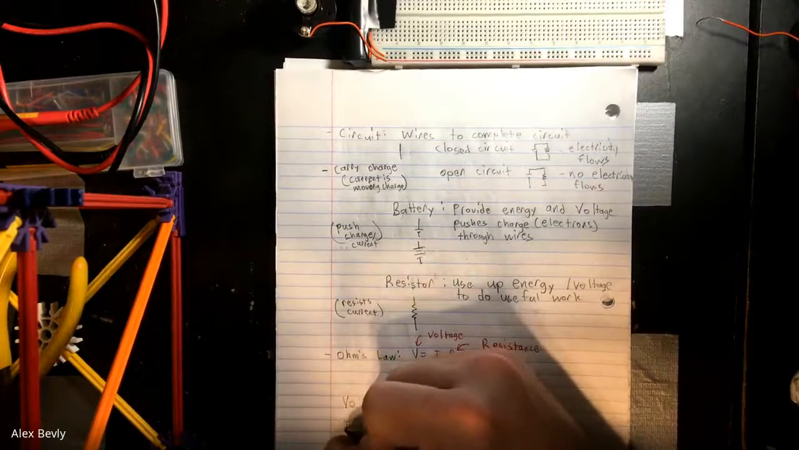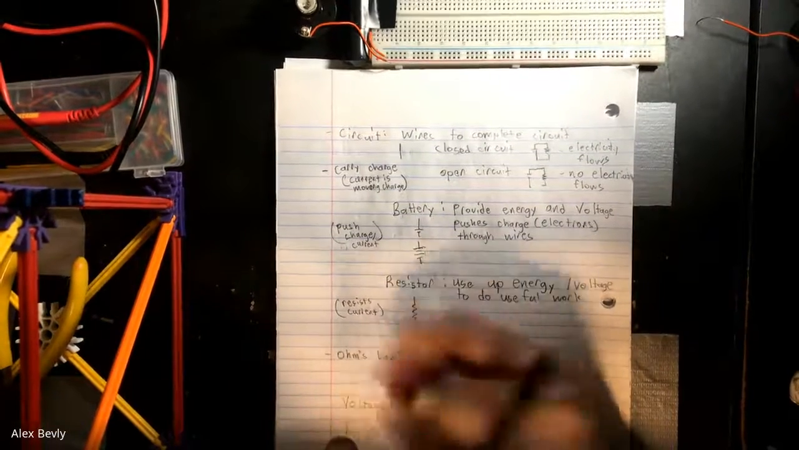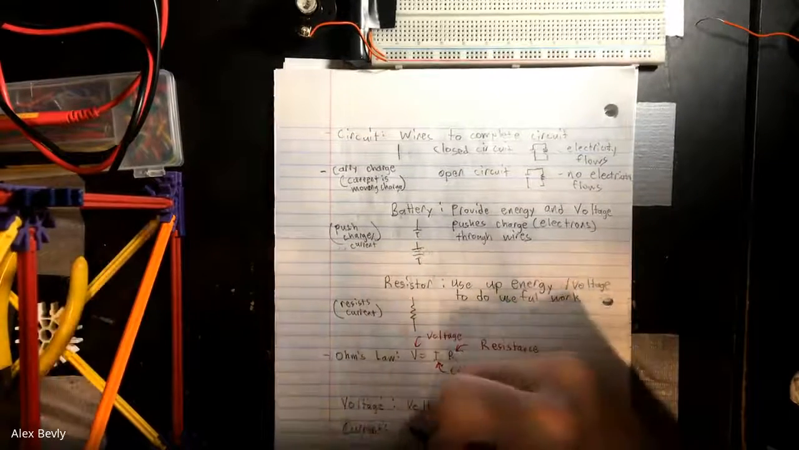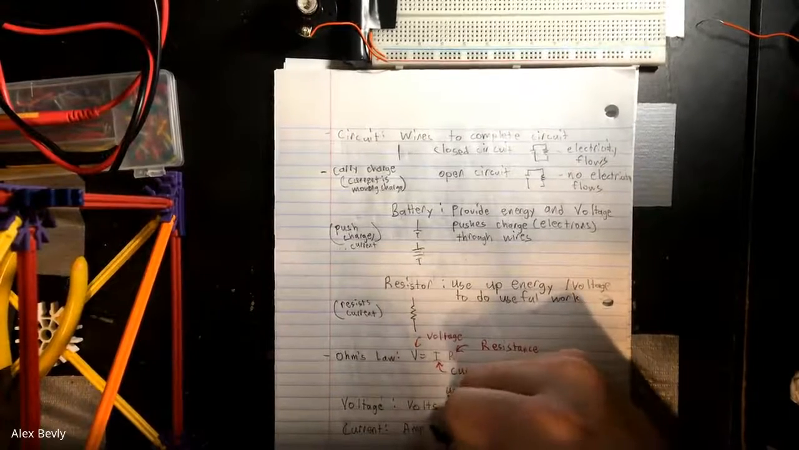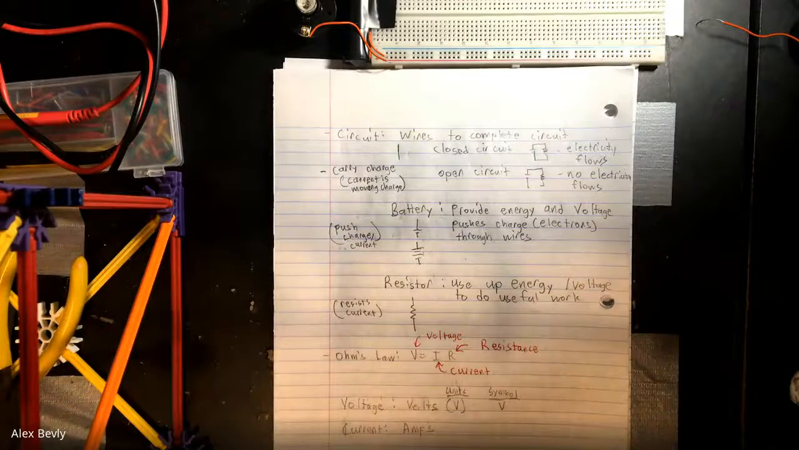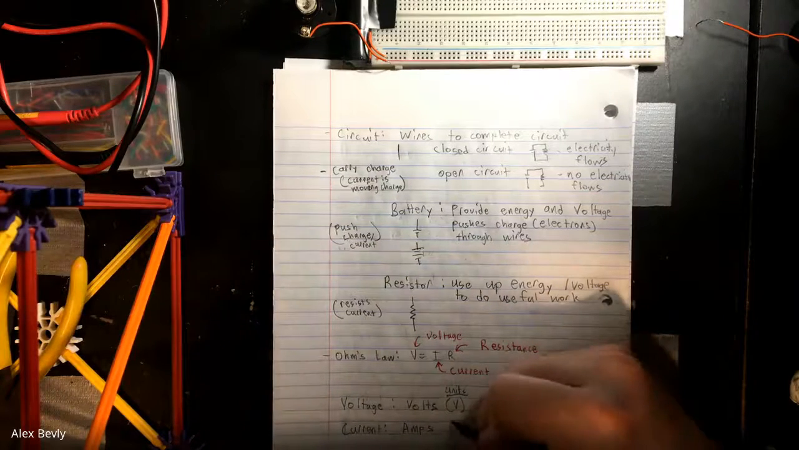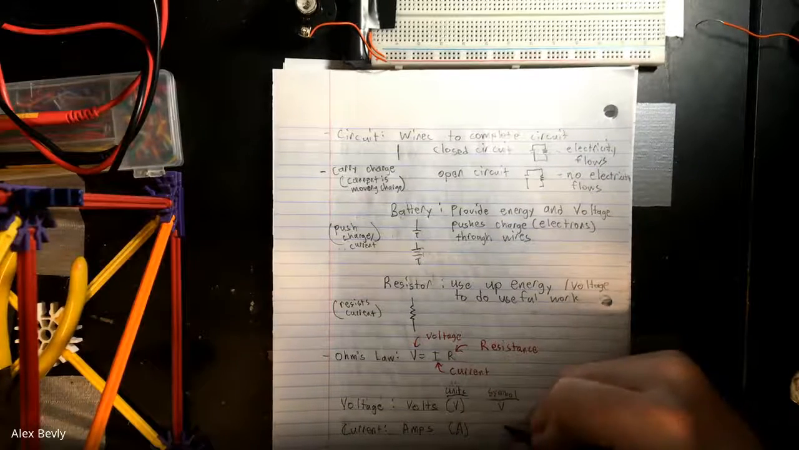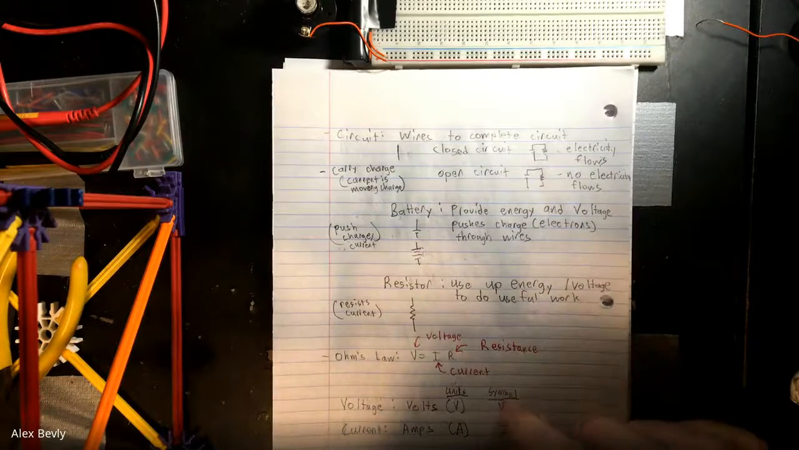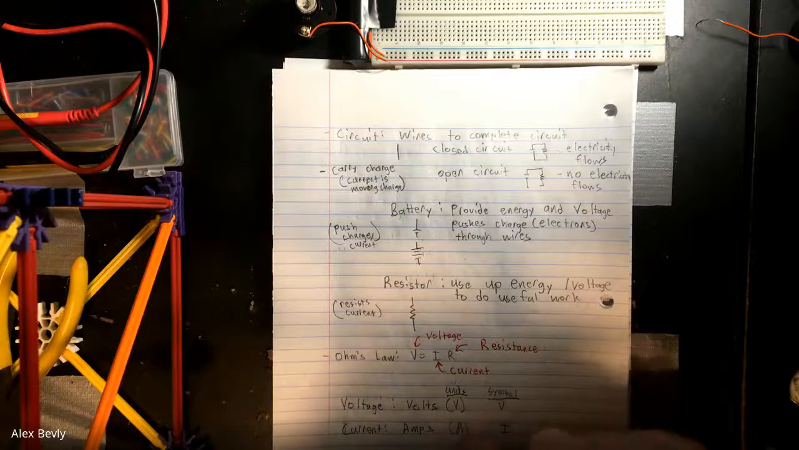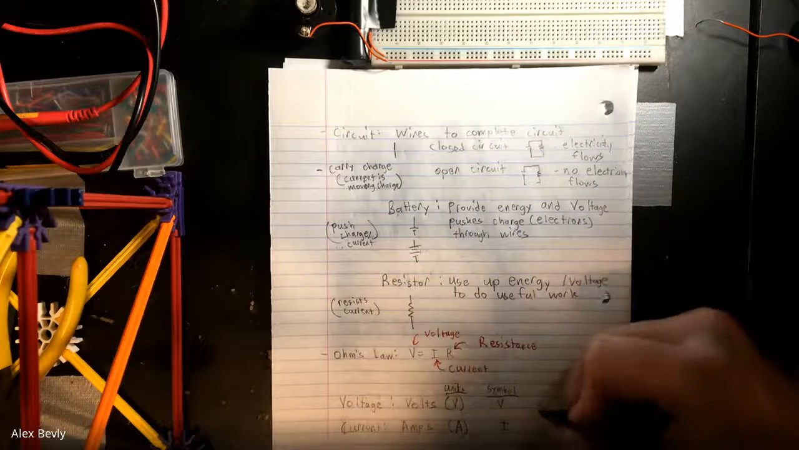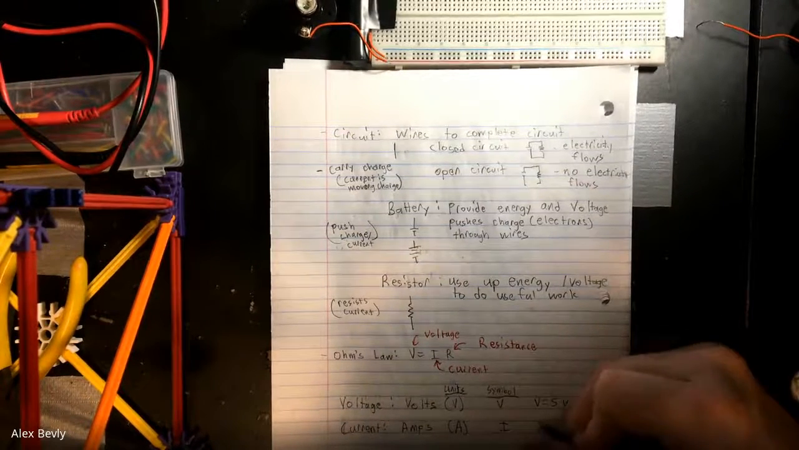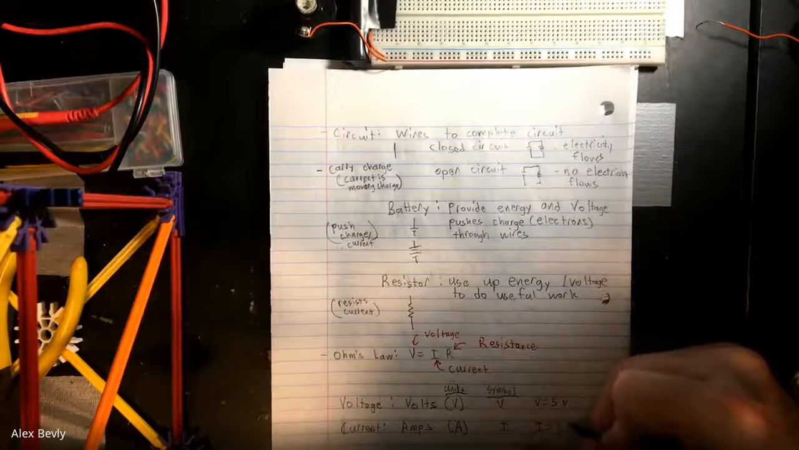Then we have current, and these are going to be in amps. So ampere, amps. The symbol for the unit in amps is going to be an A, but the symbol for current is an I. So in our equation, it's going to be I for current, but A is going to be our unit. So we could say voltage is 5 volts, but our current is going to be, say, 1 amp.